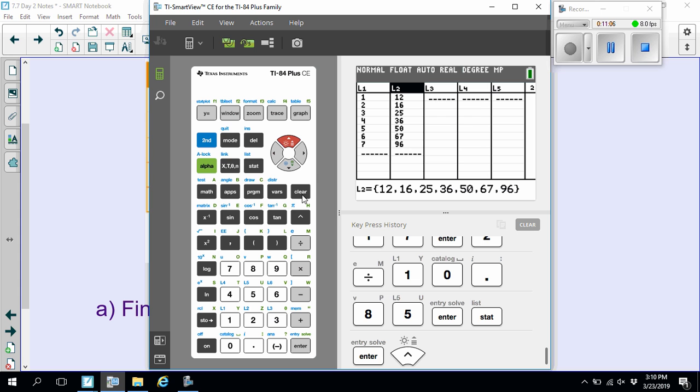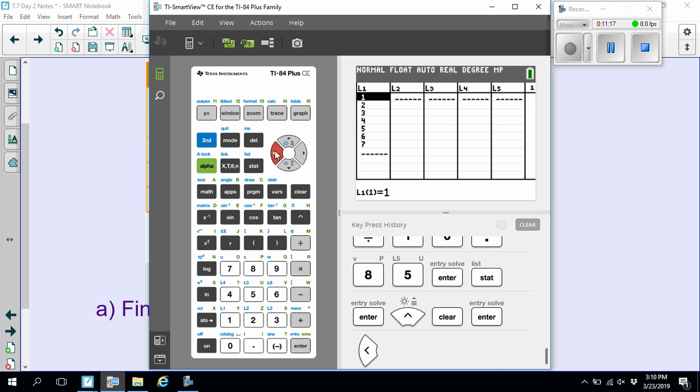Make sure it's the clear, because if you press delete, it deletes the entire list, and then I have to reset the calculator to do that. So press clear and then enter. And then I'm going to left arrow over and then highlight. And once again, I'll do clear, enter.